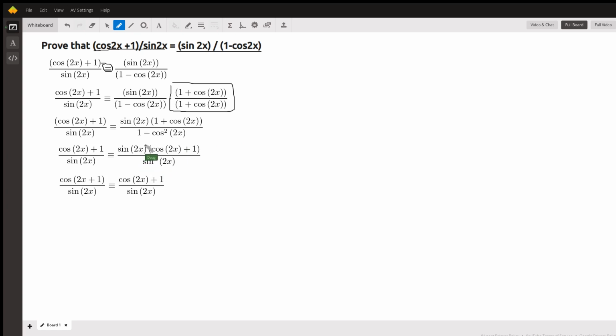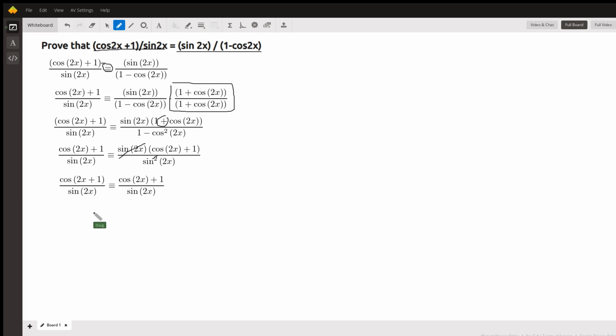And now here's what happens. I've got two factors of sine of 2x in the denominator, 1 in the numerator. So one of these cancels out. And by the way, I used the commutative property for addition to change the order on these two terms so I would match the left side. And after I cancel out this common factor of sine of 2x, they're identical.